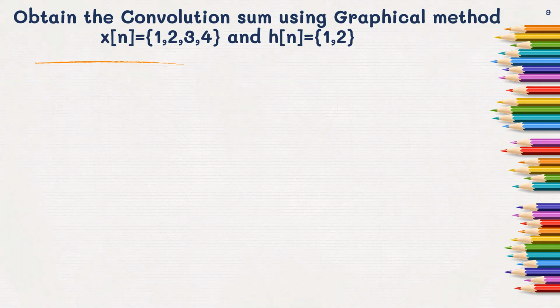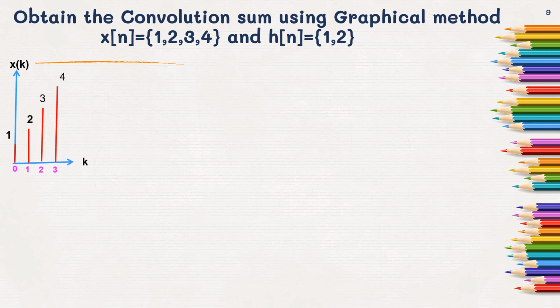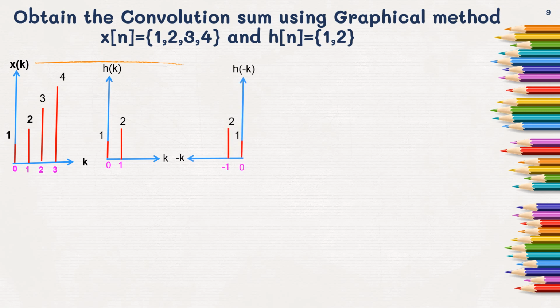We shall see an example problem for convolution sum using graphical method. Right? Let x of n be 1, 2, 3, 4. It is plotted as x of k. Similarly, h of n is 1, 2. So we are plotting it as h of k. Then we are plotting h of minus k, which is obtained by folding h of k. Just fold h of k at the 0 axis, right? So this step is going to be called as folding or reversal.